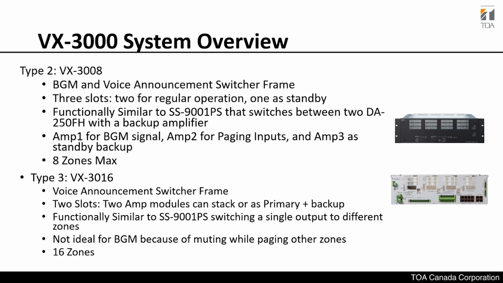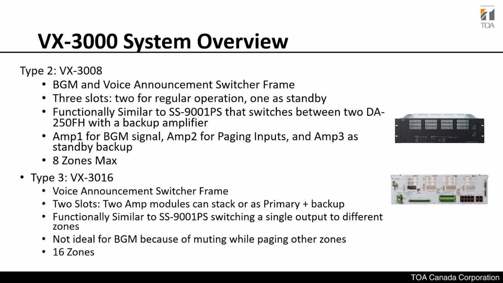The second option is the VX3008, which is an 8-channel zone. It's more intended for when you have a larger number of zones and only one background music input. It works best for that application. Very similar in function to the 4-channel frame, but this one allows you to expand the number of zones so you can handle more zone counts without really sacrificing, say, you'll need now two amplifiers.